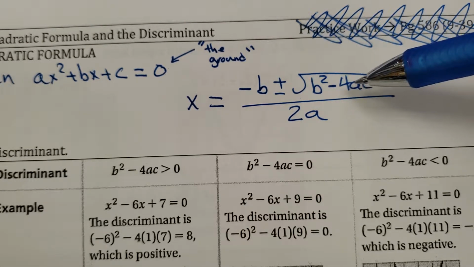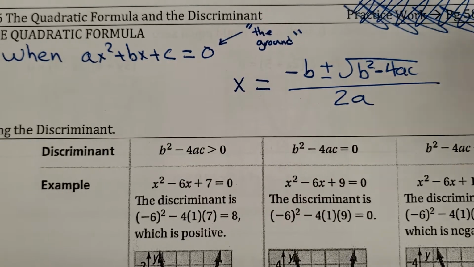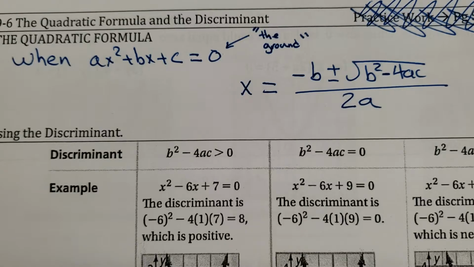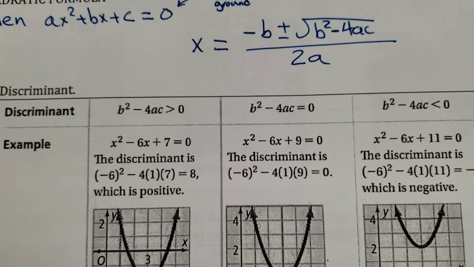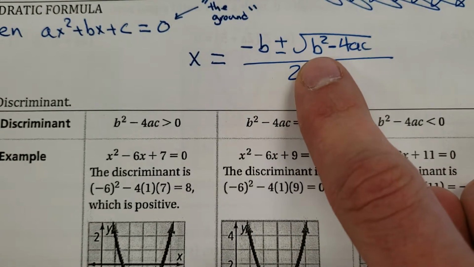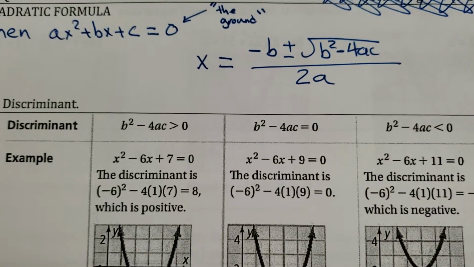Now, it's so bad that it actually has its own name. It's called the discriminant, okay? What it does is it determines if you even need to find anything. So here's 3 examples of what it's talking about. So again, the b squared minus 4ac, that's the discriminant.